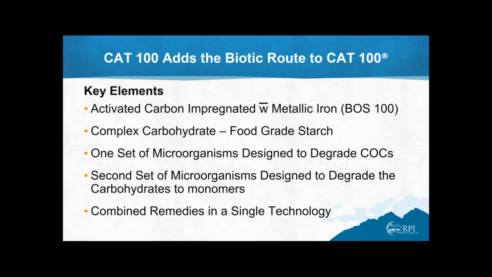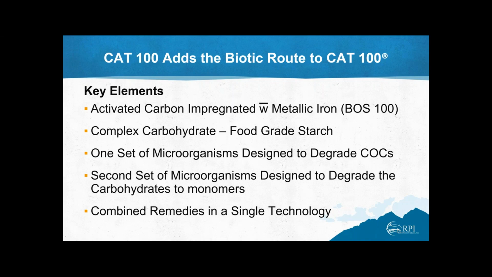So we have a second product at RPI, which is called CAT 100. And CAT 100 adds the biotic route to BOS 100. So we add the biotic route to BOS 100 to get CAT 100.